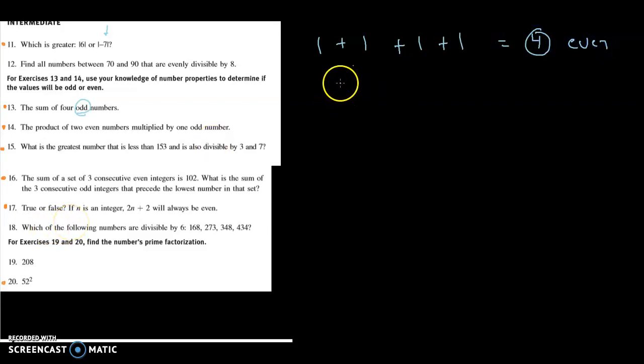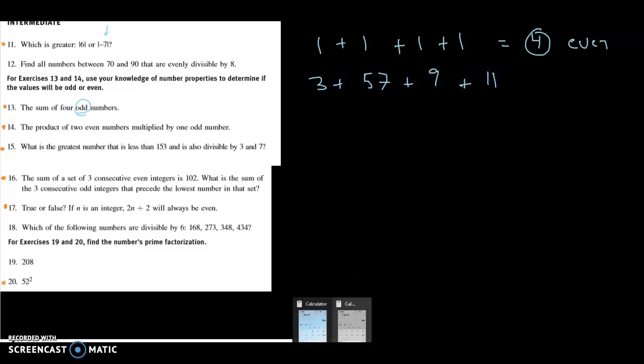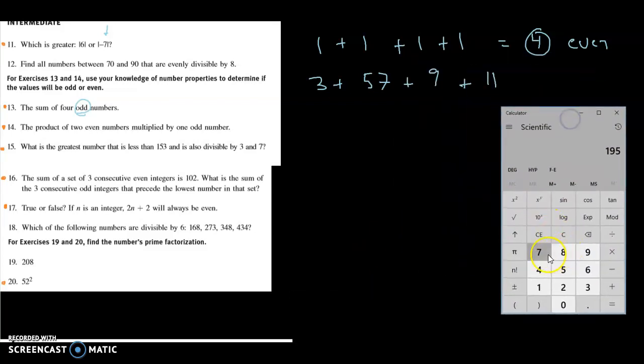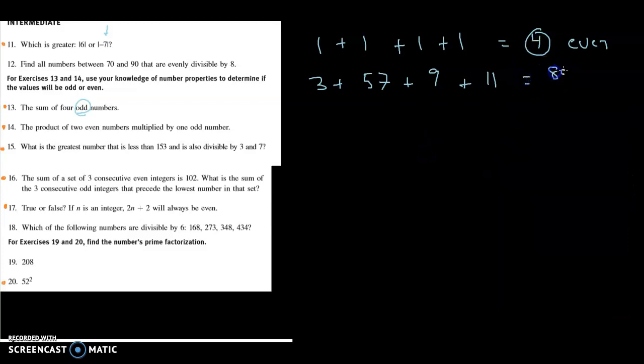Just to verify this, just to show you for you doubters out there. Supposing we just pick completely random odd numbers: 3 plus 57 plus 9 plus 11. Pull up my calculator for this one. Okay, look what happens. 3 plus 57 plus 9 plus 11, 80. Even. We're done.